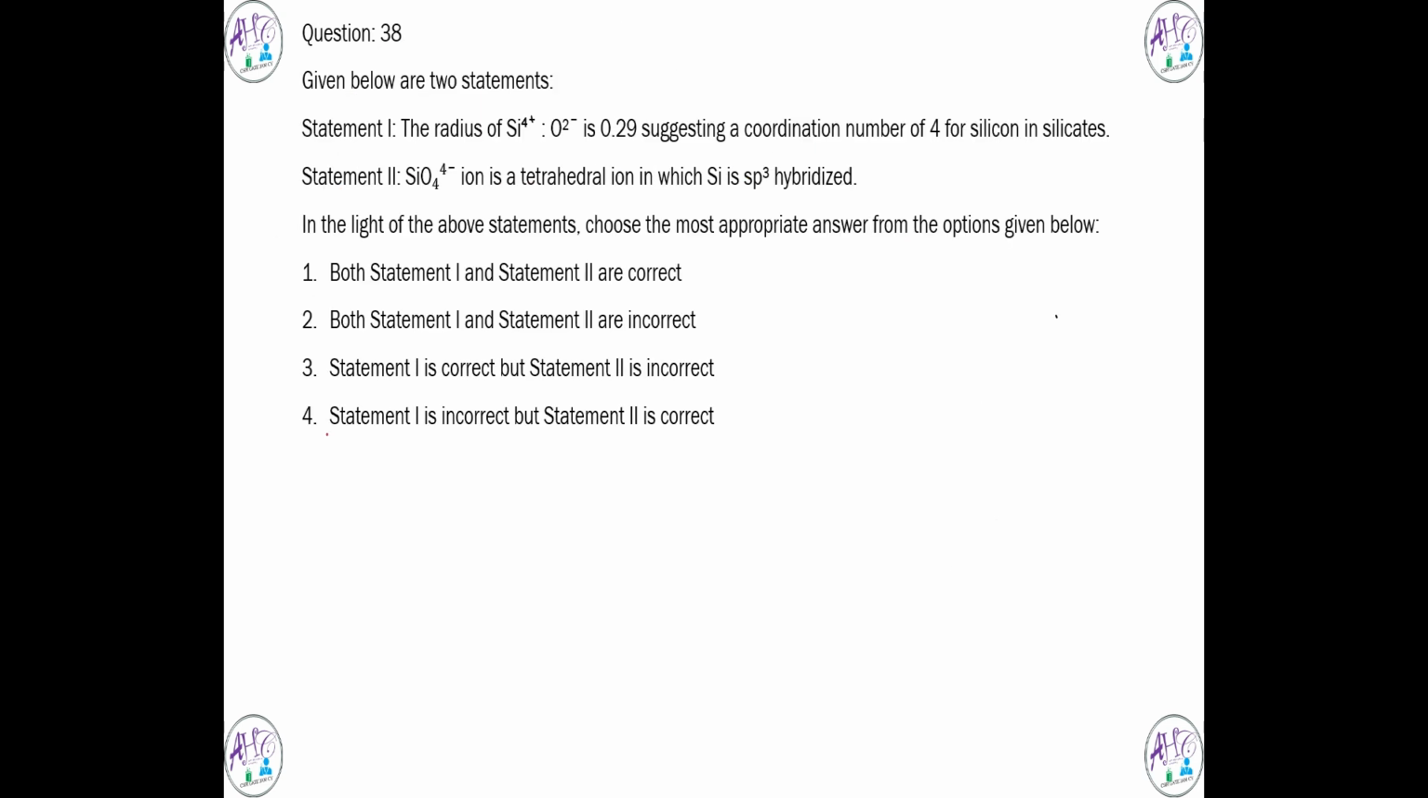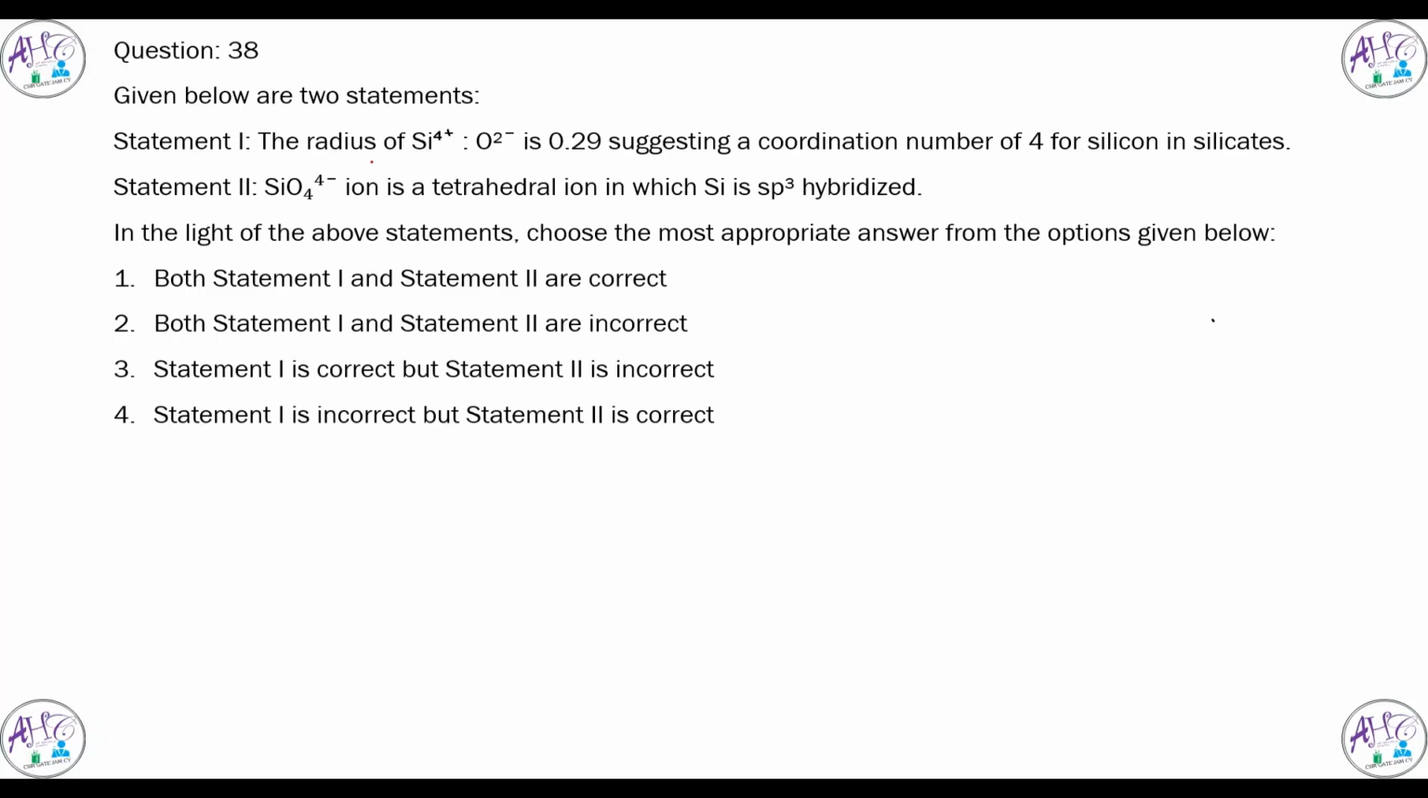The ratio of radius of silicon and O2 minus is 0.29, suggesting the coordination number 4 for silicon in silicates. And the second statement is that the SiO4 4 minus ion is a tetrahedral ion in which silicon is sp3 hybridized. We have seen the silicate structure in previous questions.